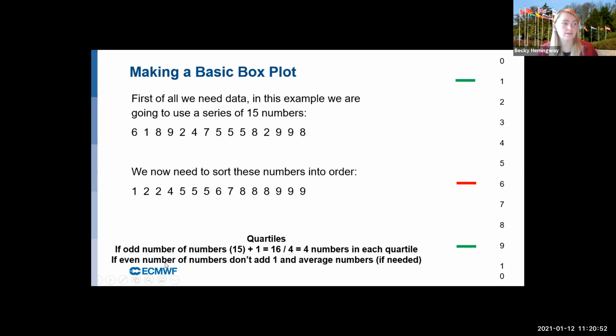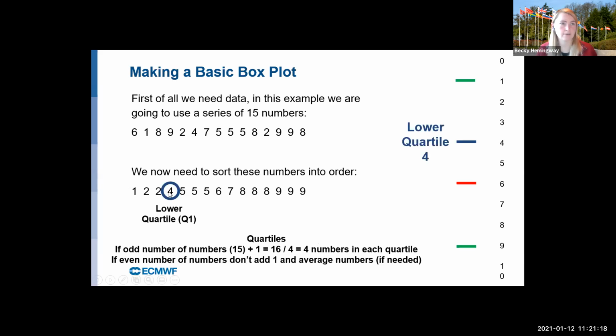If you have an even number of numbers, you don't add the 1. For example, it would be 16 divided by 4, that would tell you 4. If needed, you also average the numbers as we did in the median. So for the quartiles in this case, our lower quartile, we've got 4 numbers in each, so we count 4 in, 1, 2, 3, so it's the 4th number, and that shows our lower quartile, or Q1.